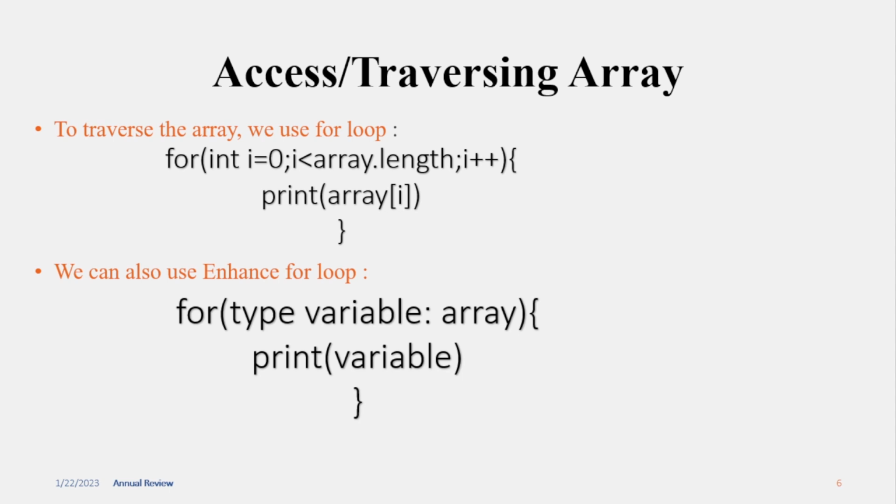The general form of the enhanced for loop is the type, the exact type in which the array is declared, for example String or int. So String, any variable, and the name of the array, with a colon between the variable and the name of the array, and we print the variable, and it will print all the elements of the array series wise. Next is how we compare arrays and sort the elements of an array.